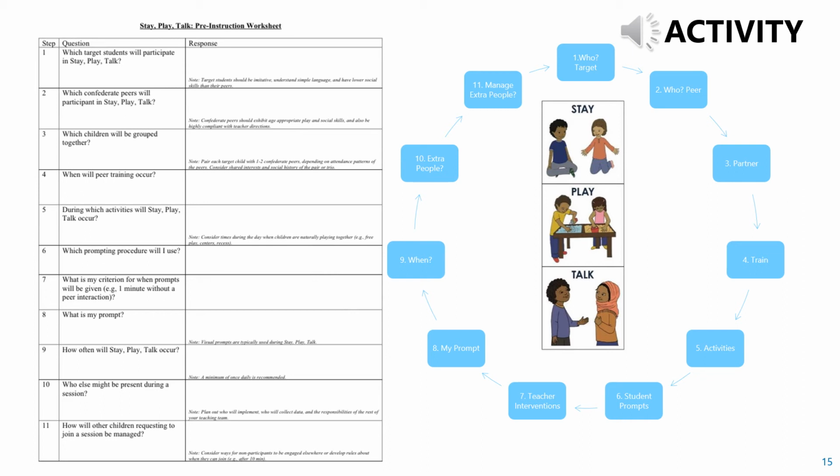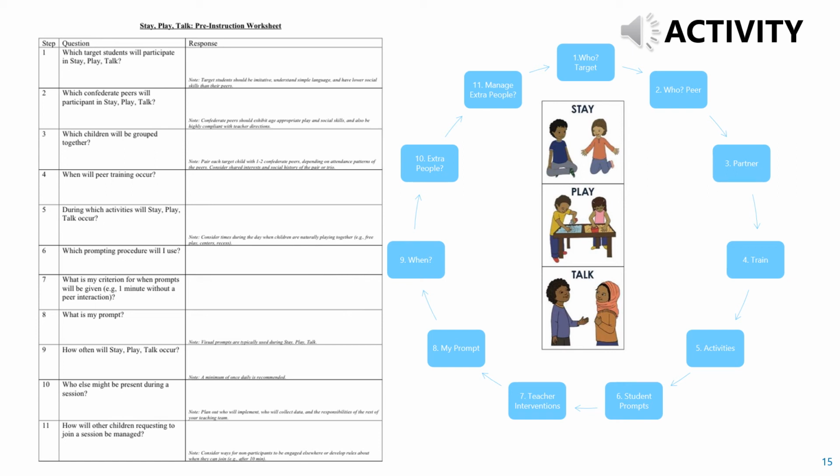Number 1 is identifying your target market for who would benefit from the Stay Play Talk initiative. Number 2 is identifying the peers who show the ability to be a peer leader. Number 3 is pairing together the target children and the peer to create the best partnership. Number 4 is training all individuals involved in the initiative. Number 5 is marking out the locations or the activities where Stay Play Talk will be utilized in the classroom.